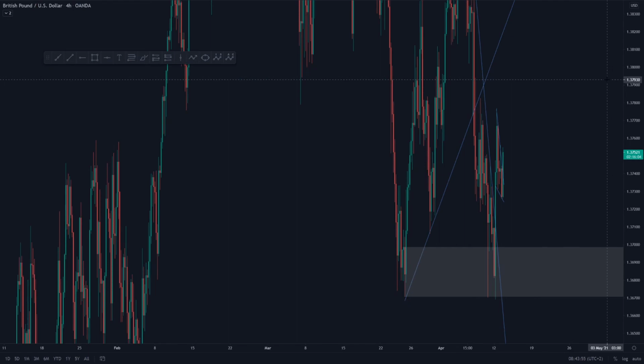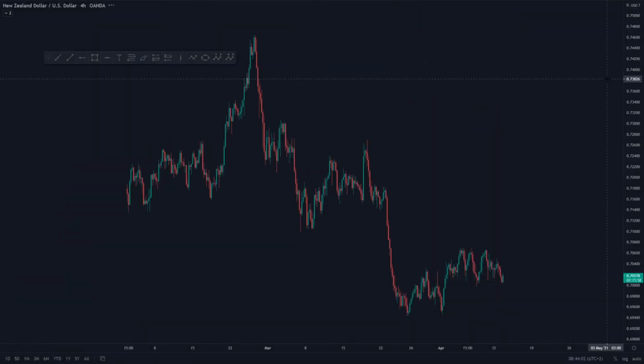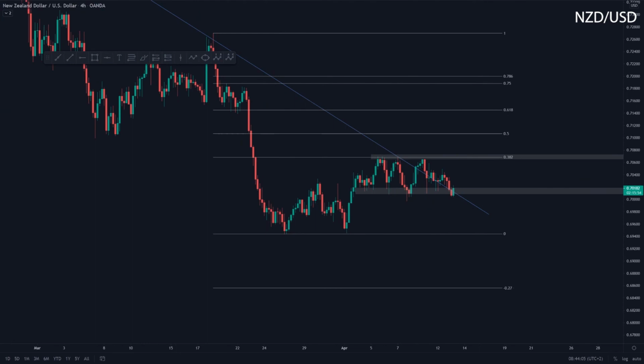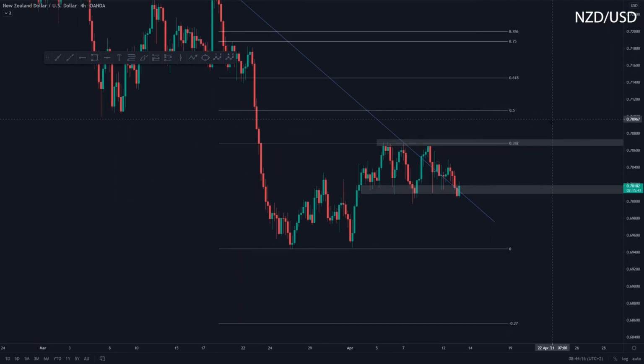So Pound Dollar discussed, let's head over to our last pair, which is Kiwi Dollar. And Kiwi Dollar hasn't been moving at all, to be honest. As we can see, it's just still in between this area of consolidation, between the 0.70150 and the 0.70700. So as you guys know, we need a breakout of structure before taking any potential positions.